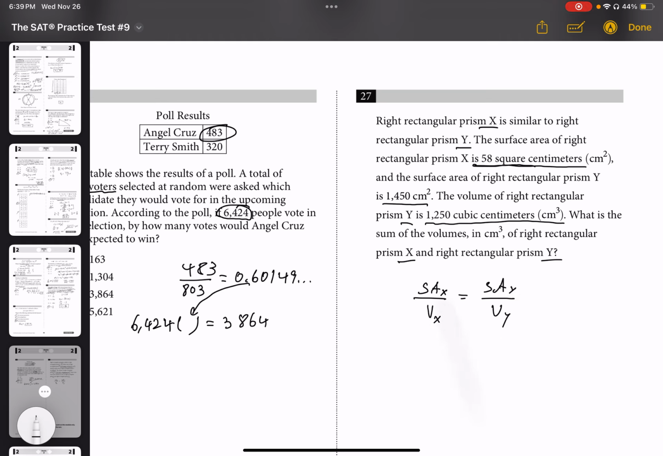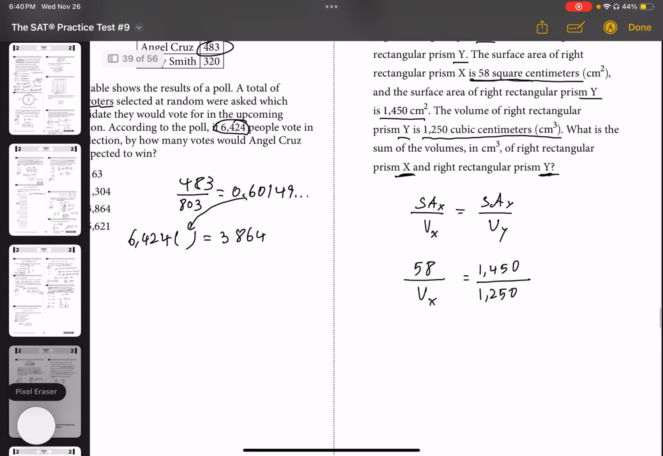So our surface area for X is equal to 58. The volume for X is unknown. The surface area for Y is 1,450, as given in the problem. Now we're also given the volume for prism Y, which is 1,250, but we don't know the volume for X, so that's what we're looking for. And then we could sum the volumes of X and Y.